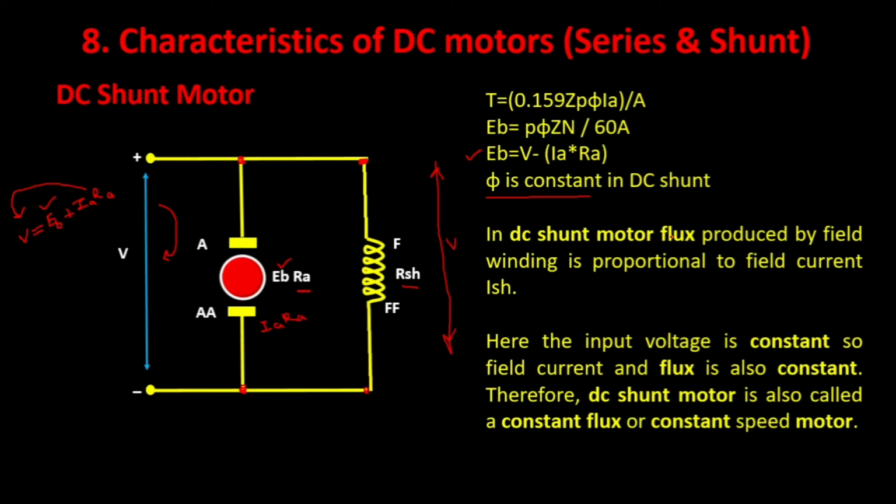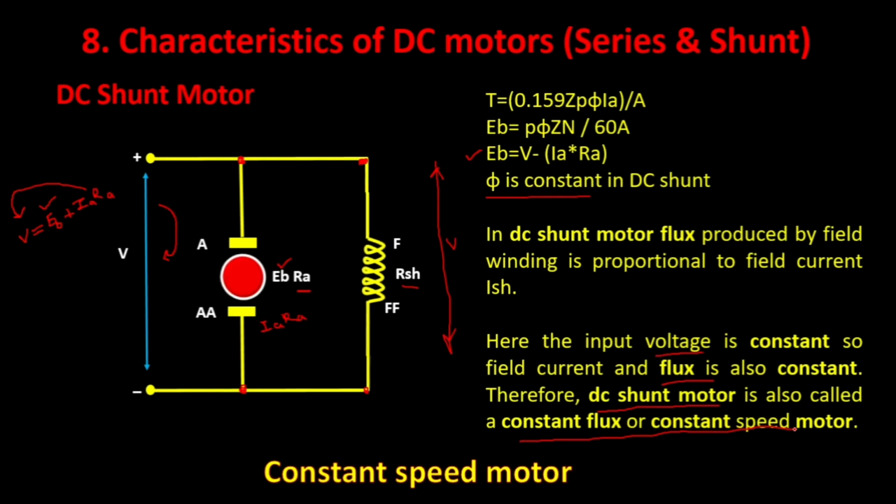And also we can say that the flux produced by the field winding is proportional to the field current. That is, the flux is directly proportional to Ish. And if the voltage is constant, then the flux and the current are also constant. Therefore, we say the DC shunt motor is a constant flux or constant speed motor. So we know that the DC shunt motor is a constant speed motor.